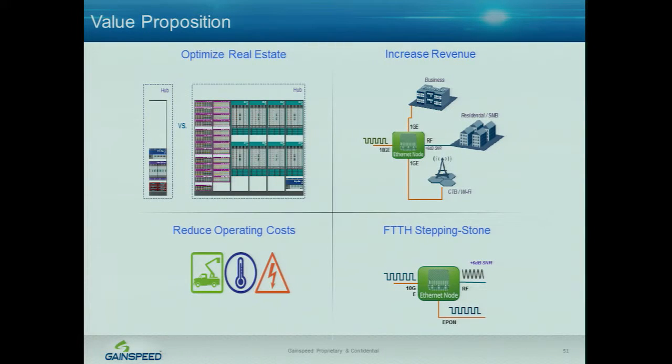So in summary, the value in virtualization means that you can really optimize the real estate in the head end. Massive reduction. We showed this last week, I think, at SCTE. We actually had a traditional operator's view versus a Gainspeed view, and it got a huge amount of interest. By moving the IP domain to the street cabinet, to the Ethernode, you can now increase revenue, as I said, by delivering new services.